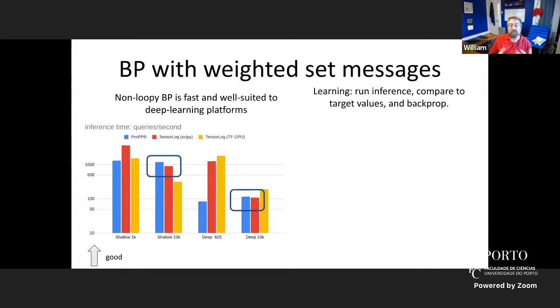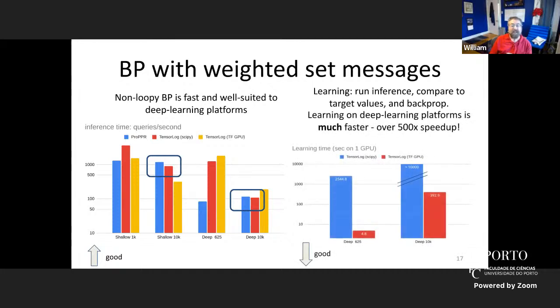To derive a learning algorithm, you just run the inference algorithm and compare it to the target values, and then you backprop to whatever your parameters are. Here the parameters would be the weights or these rules or facts. So it's trivial to implement that algorithm, and you can exploit all the work that's been done on optimization in neural networks. And you can also exploit the fact that modern accelerators are architected to do exactly what you want in learning. They're architected to do the same operations over and over again. So even though the inference isn't all that much faster, the learning is much, much faster.